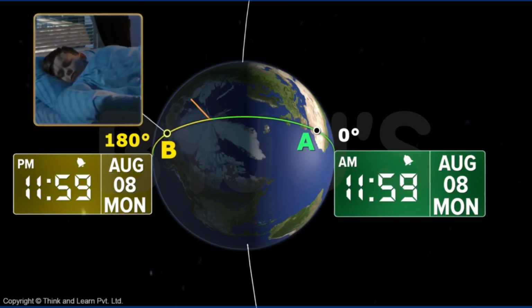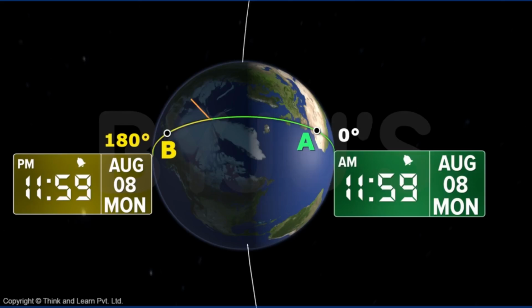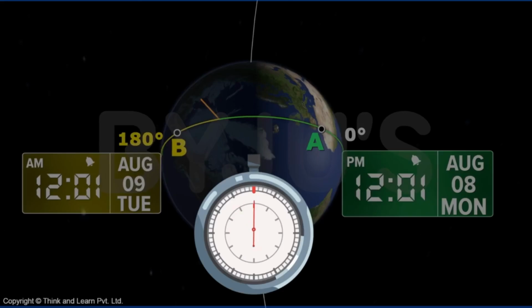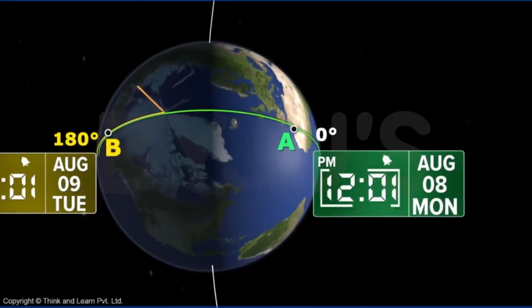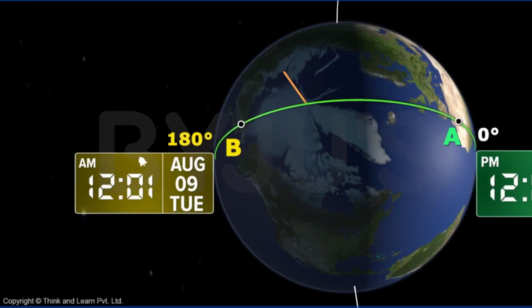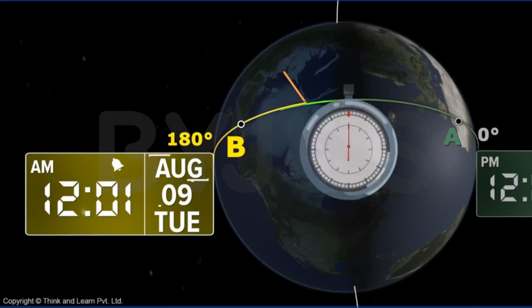This means that most people in this part of the world would have already ended their day and would most probably be asleep. Let's go 2 minutes forward in the future. So at point A, it is 12:01 p.m. and it is still Monday, 8th of August. However, at point B, the time is now 12:01 a.m. and it's Tuesday. The date here has changed to 9th August.